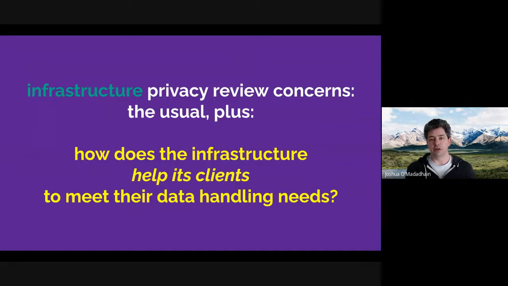Infrastructure privacy concerns include the usual that we mentioned above for products, plus how does the infrastructure help its clients to meet their data handling needs? This is key. This is a different level of abstraction than product privacy reviews.